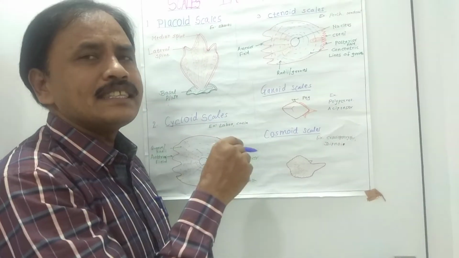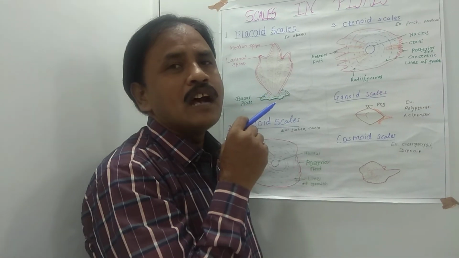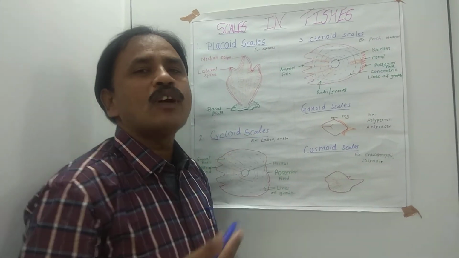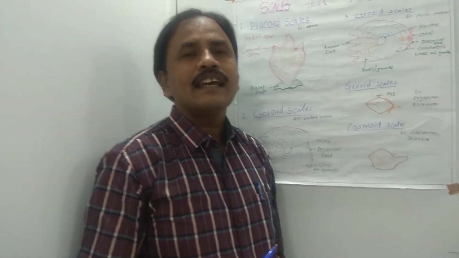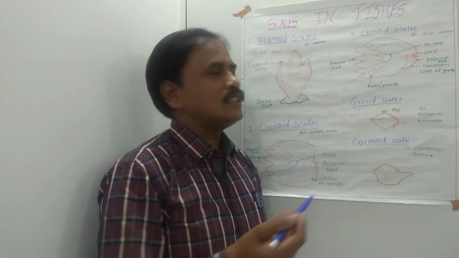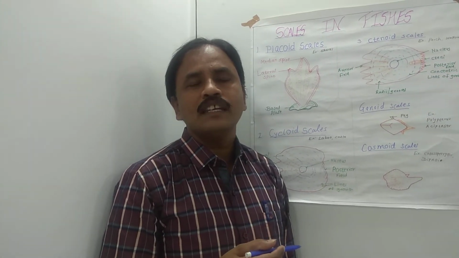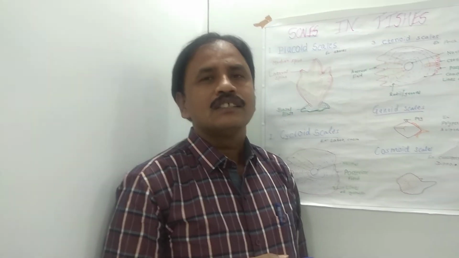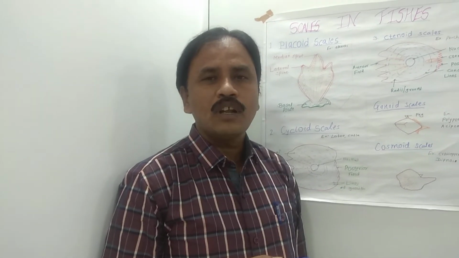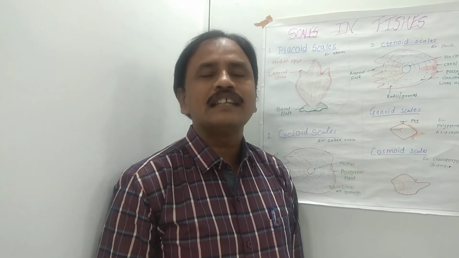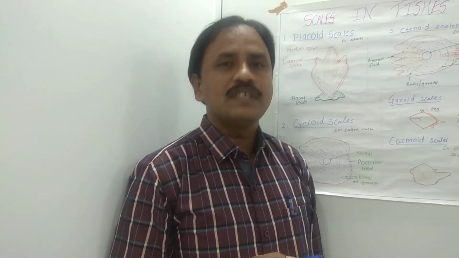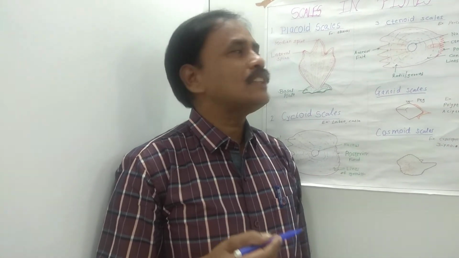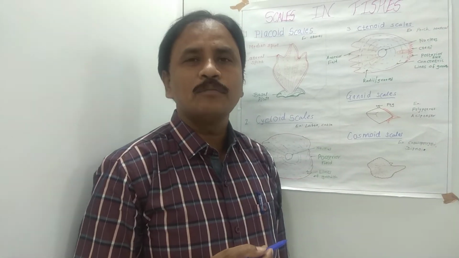Now, what are the functions of the scale? First of all, the scales are used for the protection of the fishes. Secondly, the mucus is deposited on the scale, therefore it avoids friction. Then it helps the fish escape from the predators. It is also of taxonomic importance, that is, for the classification of the fishes. So these are some uses of the scales in the case of the fishes.